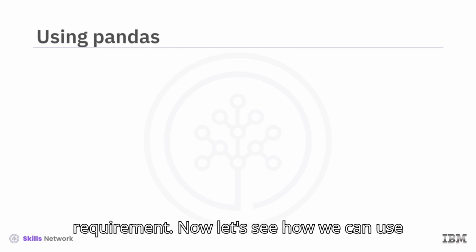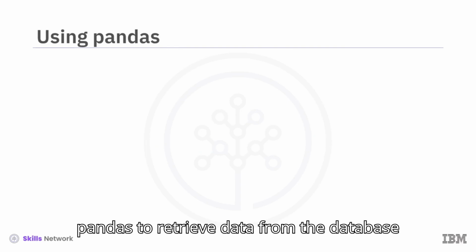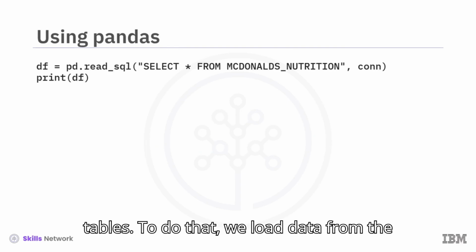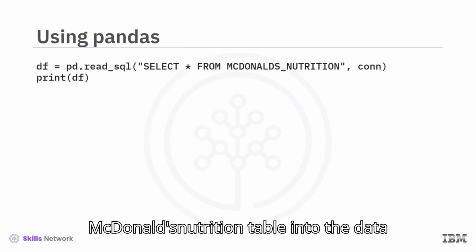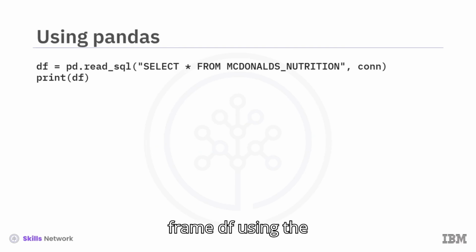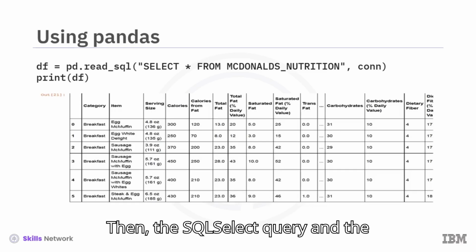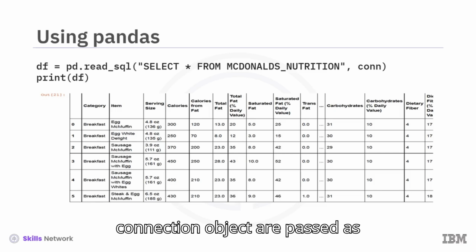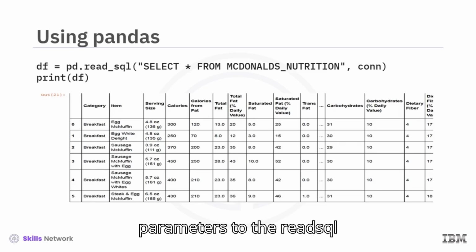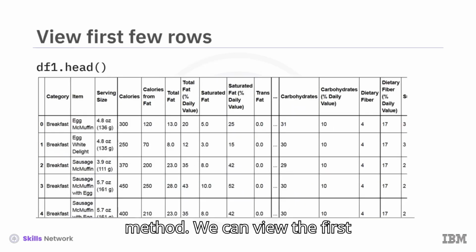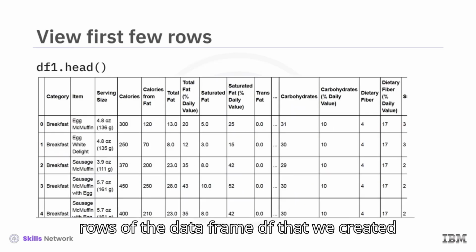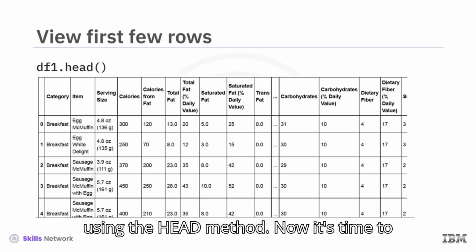Now let's see how we can use pandas to retrieve data from the database tables. To do that, we load data from the McDonalds_nutrition table into the data frame df using the read_sql method. Then, the SQL select query and the connection object are passed as parameters to the read_sql method. We can view the first rows of the data frame df that we created using the head method.